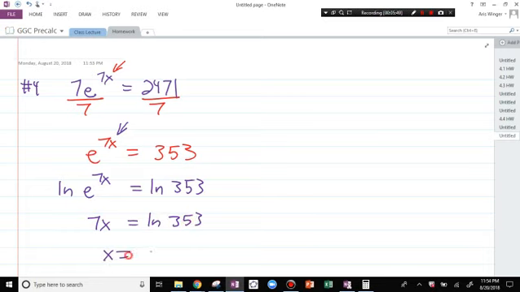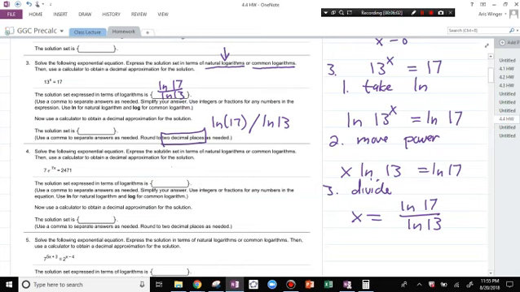7x equals, you can write all sorts of things, right? So you can do ln 353 all over 7. And again, I think that they'll ask for that. ln 353 over 7. And then again, you'll round to a couple decimal places. It's important, again, that when you put this in your TI calculator, you close the parentheses and divide by 7.